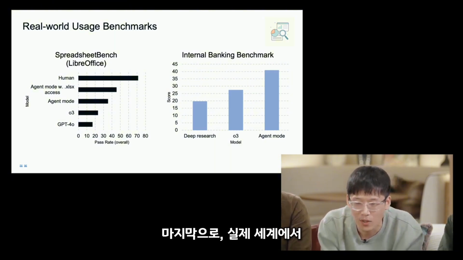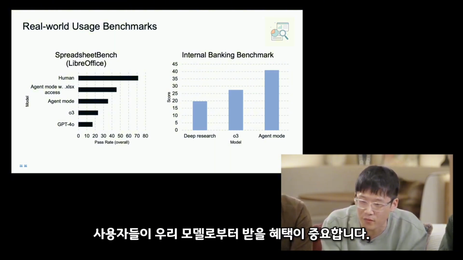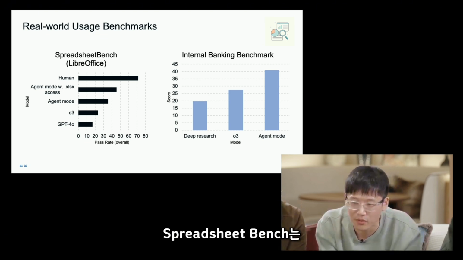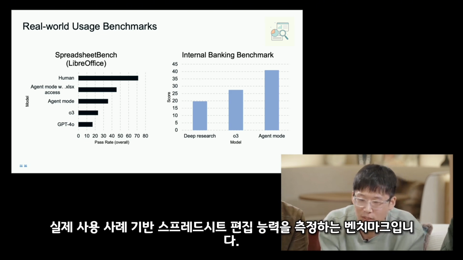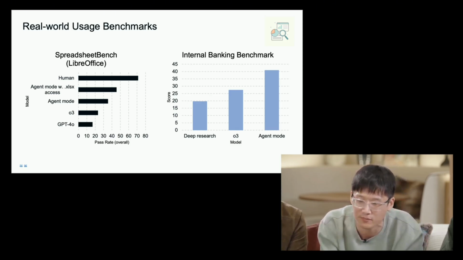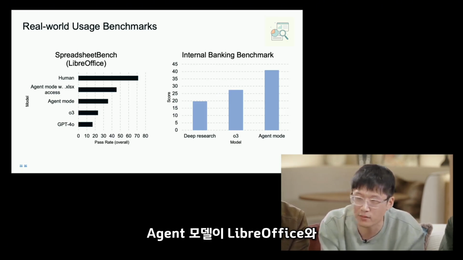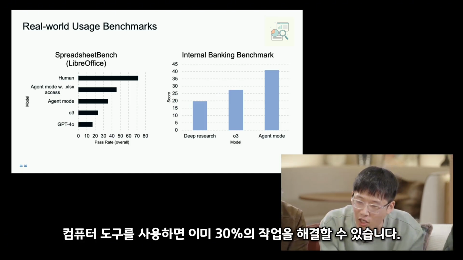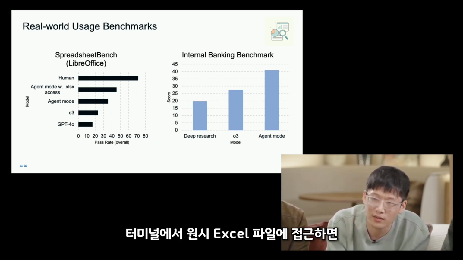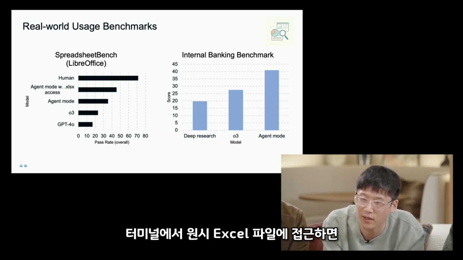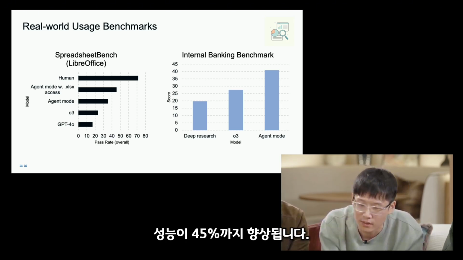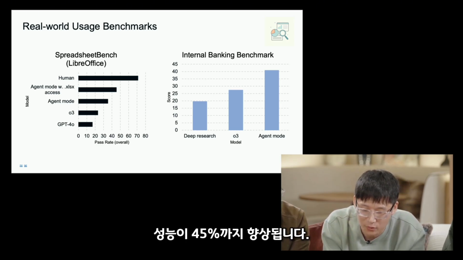Finally, we care about how the users will benefit from our model in the real world. Spreadsheet Bench is a benchmark that measures the model's ability to edit spreadsheets derived from real-world use cases. Here, the agent model with the LibreOffice and the computer tool can already solve 30% of the tasks. When we give the model access to the raw Excel file in the terminal, it further boosts the performance to 45%.